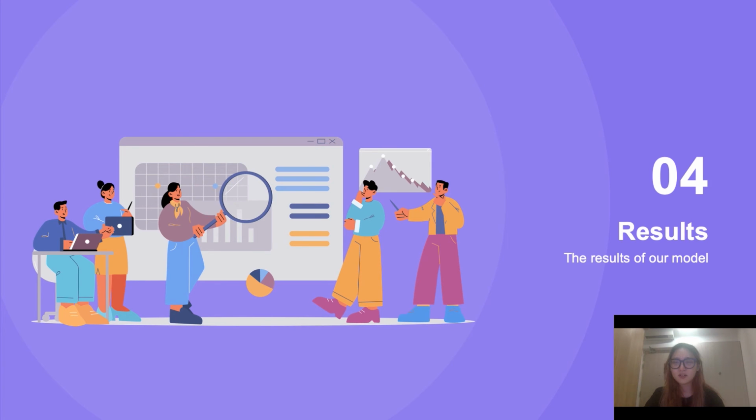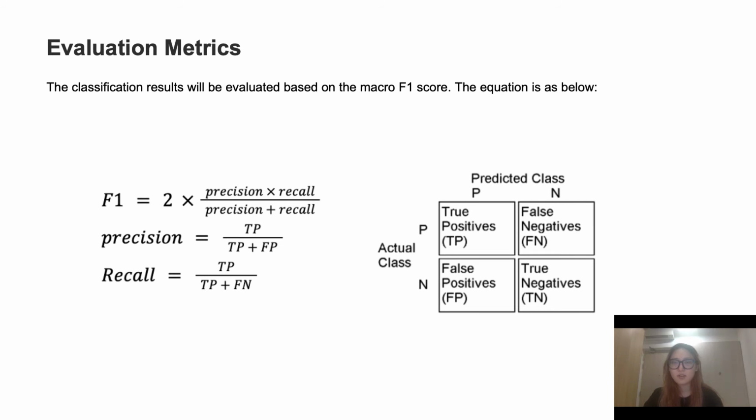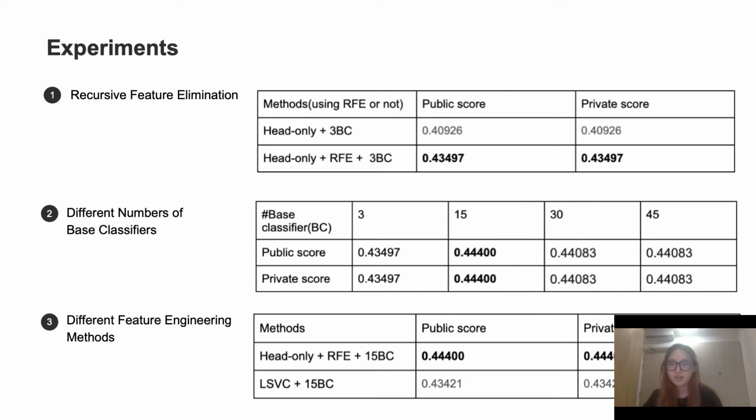Thanks, Jingtan, for her clear explanation of how our model looks like. Then I'll introduce the series of experiments that we have done to prove the effectiveness of our solution. The evaluation matrix that used to evaluate the classification result is macro F1 score. It is harmonic mean of the precision and recall, where an F1 score reaches its best value at 1 and worst score at 0. The relative contribution of precision and recall to the F1 score are equal, and the specific equation is shown here. We carried out experiments from 3 aspects.